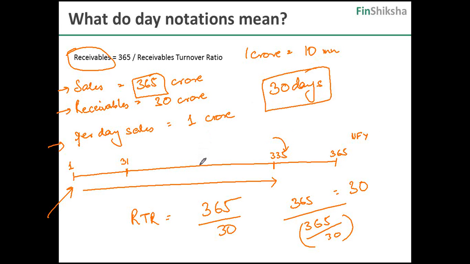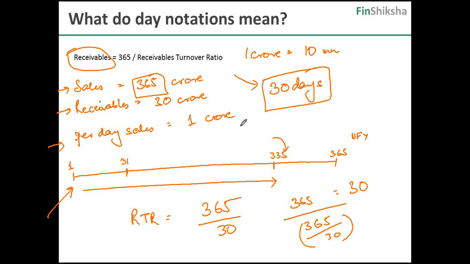That's what the days notation tells you. Effectively, if you look at inventory days, that means how many days after you received the raw materials you were able to sell it eventually. If you look at payable days, it tells you how many days after you purchased the stuff you made the payment. Fine. So that's clear.